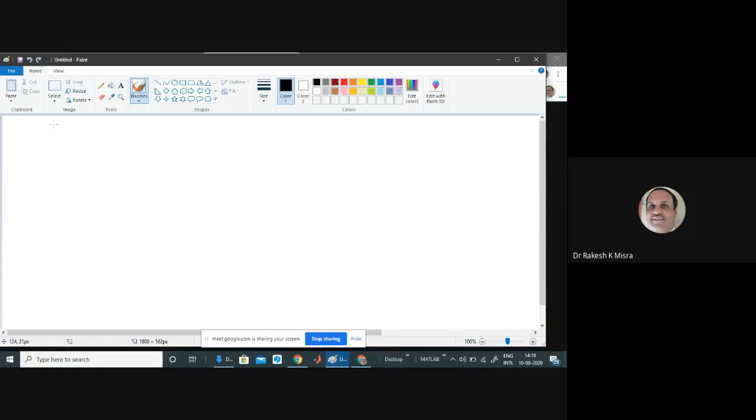It is a circuit having a resistance and an inductor. And here we have a source. This resistance is named as R. This is named as L. And here we have a wire. These terminals are named as 1 and 2.